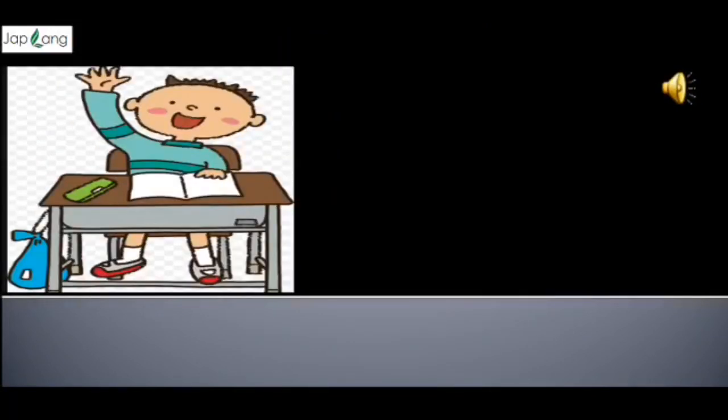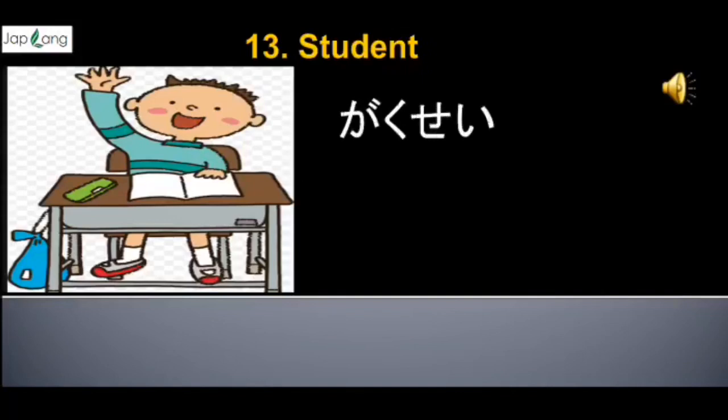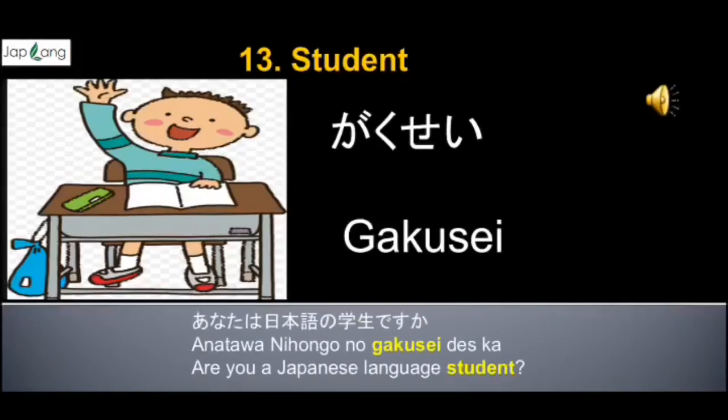Yeah, you can see the person sitting on a bench and raising a hand. Yes, I can answer this. It would be student, right? In English, we call it student. Student in Japanese is gakusei, right? Gakusei. Let's listen how the Japanese sound is. Gakusei. Example sentence will be anata wa nihongo no gakusei desu ka? It means are you a Japanese language student?